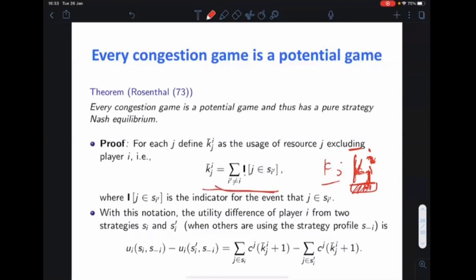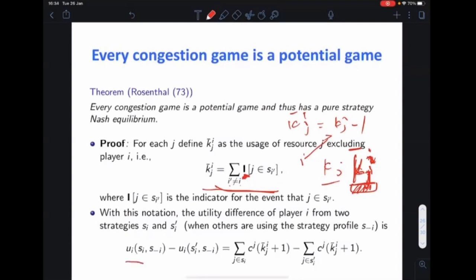So the I here, sorry, this is an indication function. It's just a count, right? Whether J is a resource being used by I prime, but this I prime is not in I. So basically it's just K_ij equal to K_j minus 1, if I is using resource J. I think that's basically what this means.